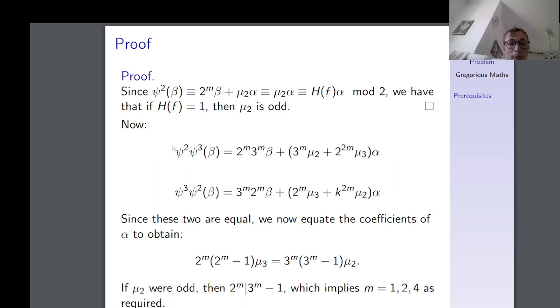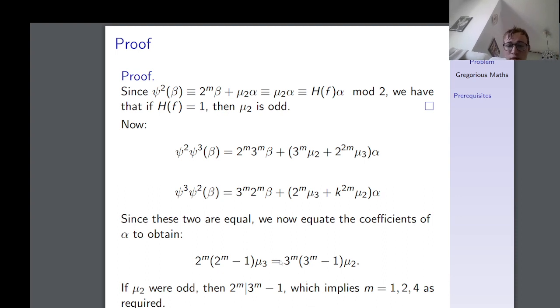So now what we're going to do is use number theory to show that mu 2 is only odd when m is equal to 1, 2, or 4. So, remember that psi 2 composed with psi 3 is equal to psi 3 composed with psi 2. And so we'll just apply it to beta and see what happens. I'll allow you to check with before, but we get this. And since those two are equal, we do some algebra, equate the coefficients of alpha, and this is what we obtain in the end. Now, what we want is mu 2 to be odd.